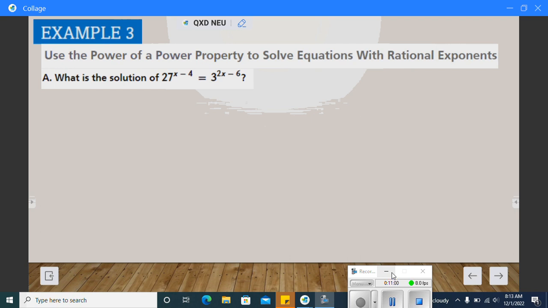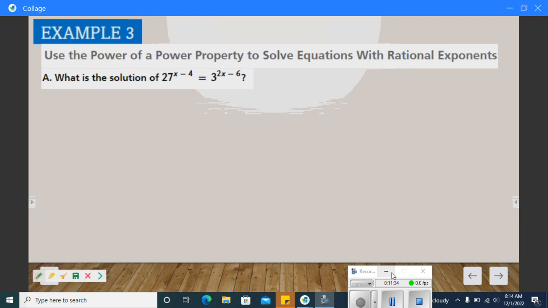How about here? Example number 3. Example number 3, what is the solution of 27 to the power of x minus 4 equals 3 to the power of x minus 6? So this property is the power of a power property to solve equations with rational exponents. Again, the power of a power property to solve equations with rational exponents. So you have here power of a power.